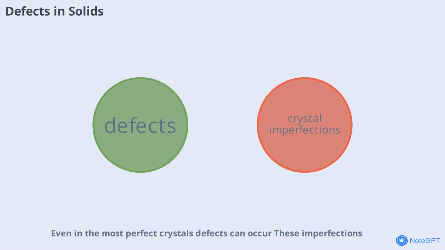Even in the most perfect crystals, defects can occur. These imperfections, such as vacancies or interstitials, can affect the properties of the solid. For example, defects can change the color of gemstones or influence the conductivity of semiconductors. Understanding and controlling defects is a major area of research in materials science, leading to new technologies and improved materials.